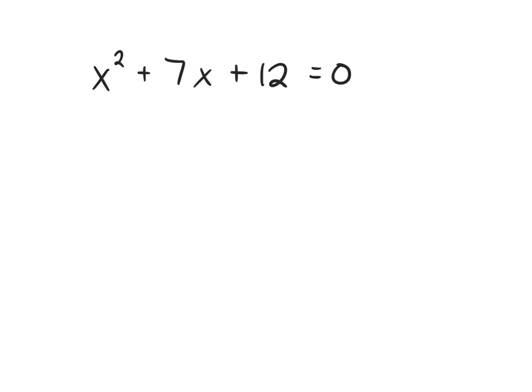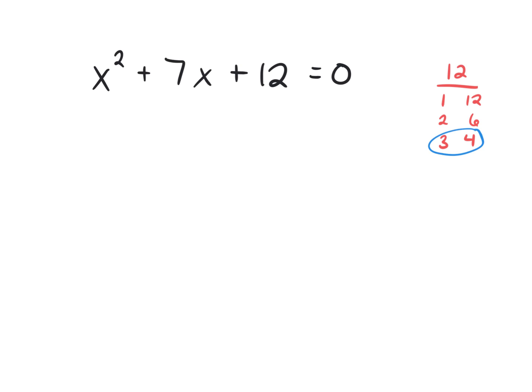Factors of 12, right? So what are factors of 12? 1 and 12? 2 and 6? 3 and 4. Okay, so now what do we ask ourselves to find the correct factors? What's going to add up to give us 7? So which one of those? 3 and 4.